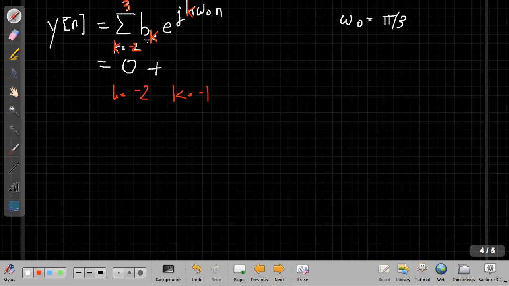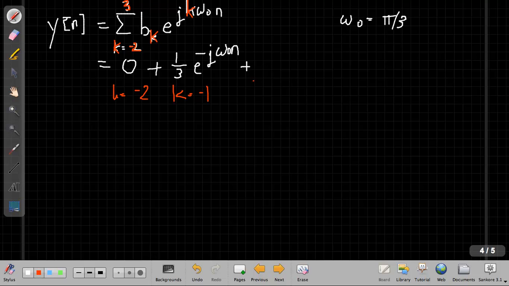And for that one, I had the b sub k. Turns out it was a third. So I get 1/3 e to the minus j omega naught times n, because I said k equal to -1 gives me e to the minus j omega naught.